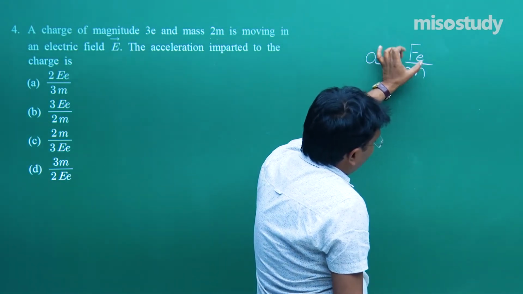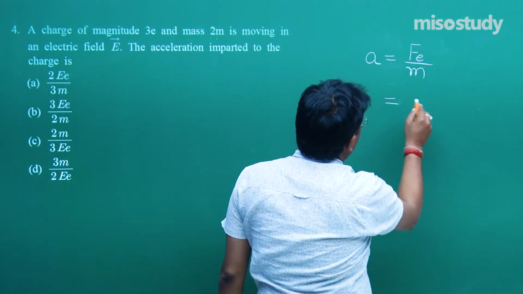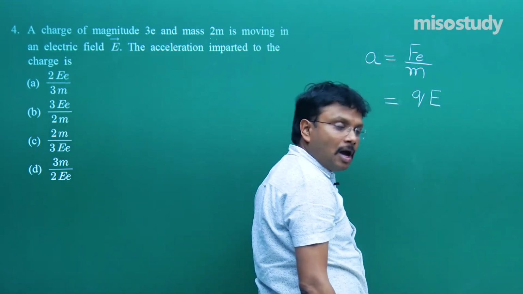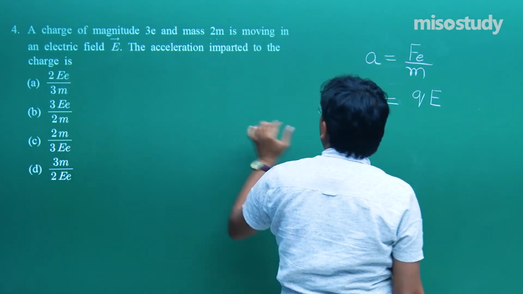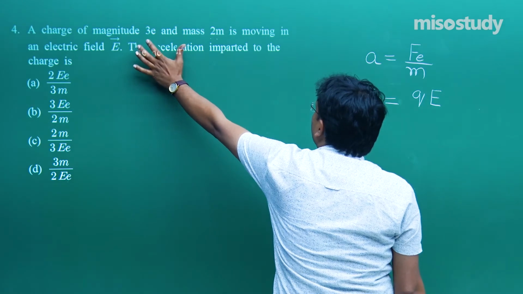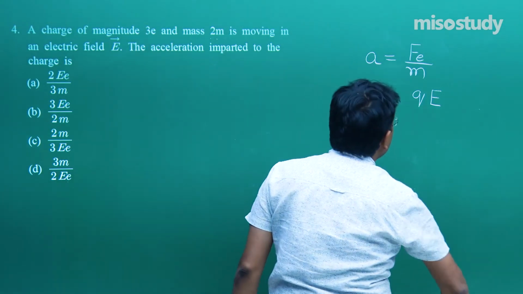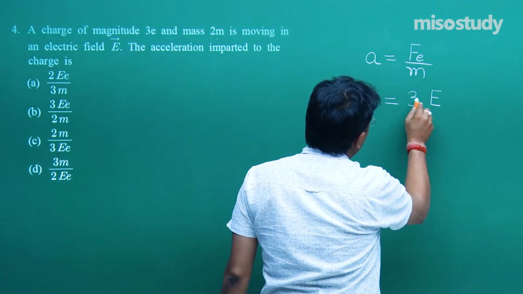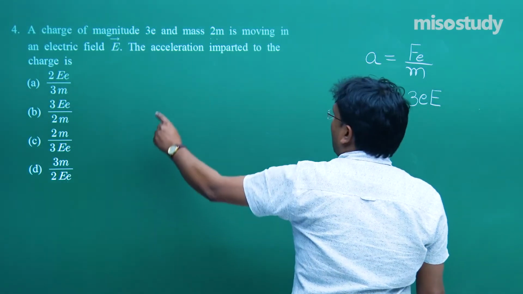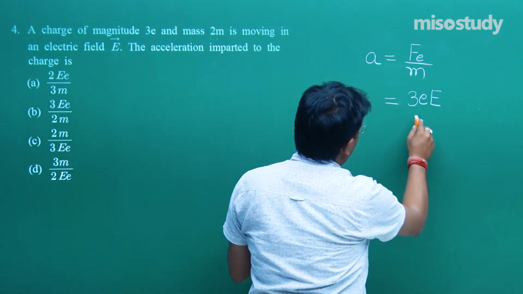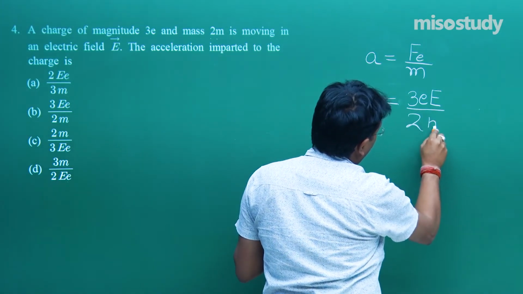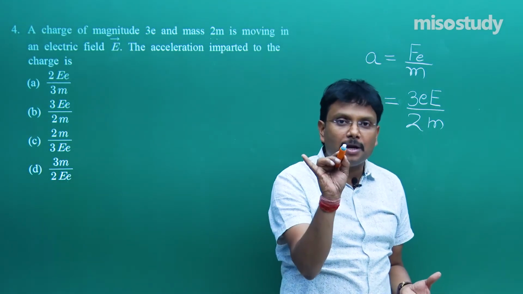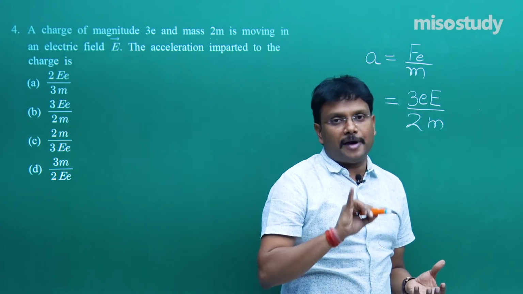Now Fe means what? Fe means QE. Yes. What is the value of Q in this problem? The value of Q, students, is 3e. So let's say rather than Q, we will use 3e. And what is the value of mass? Oh my God, so simple. Now such types of questions don't require even a pen or pencil to solve anything.